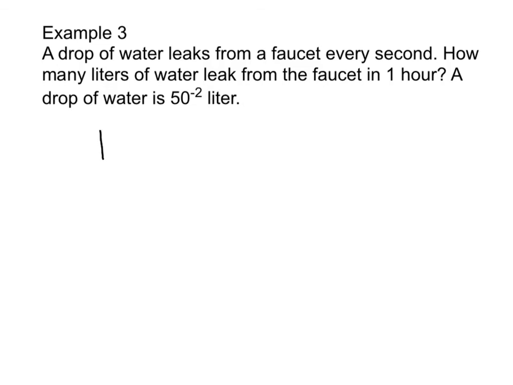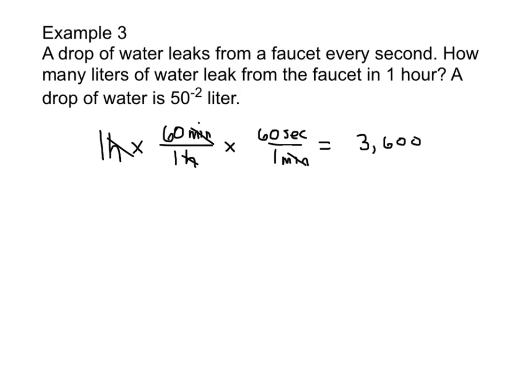So if we have 1 hour, we know that there are 60 minutes in 1 hour. We also know that there are 60 seconds in 1 minute. So hours cancel, minutes cancel. So that gives me 60 times 60, which is 3,600 seconds, which would be in an hour.